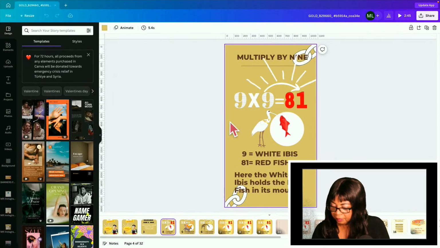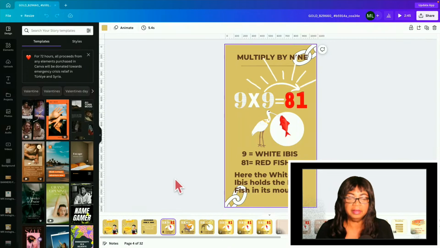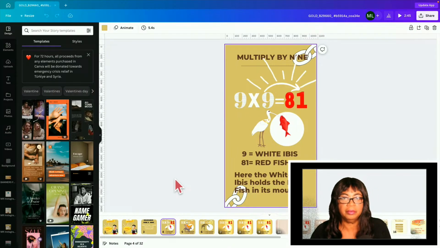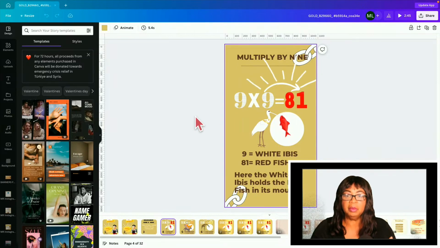Okay, so for example, 9 times 9, we know, is 81, right? But sometimes you may not be sure what that really means, so you may not remember exactly that it's 81. So if you have an image in your mind, what I use is this bird, this white ibis, and the red fish. So the symbols will determine how you put this together, right? So we have the white ibis represents a white color, and it's number 9.